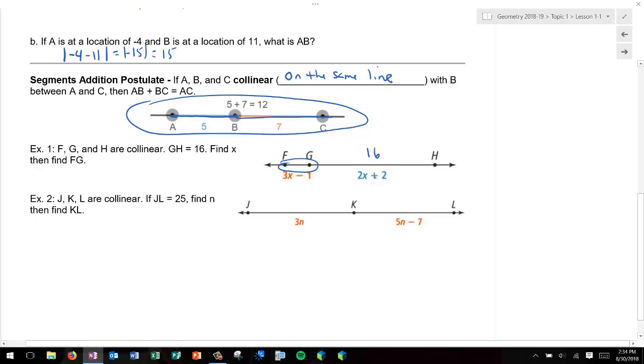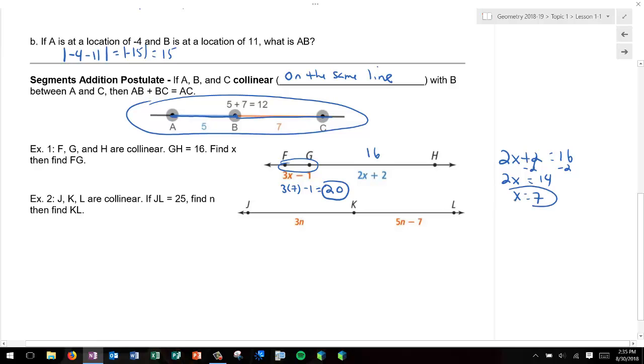Well, if G to H is this expression 2x plus 2, we can set up 2x plus 2 equals 16, and we can just solve it algebraically. So we have 2x equals 14, and x equals 7 if I subtract 2 there. We found x, and now we have to just find FG. We just have to plug back in. So I have 3 times 7 minus 1, which is going to give me 21 minus 1, or 20.